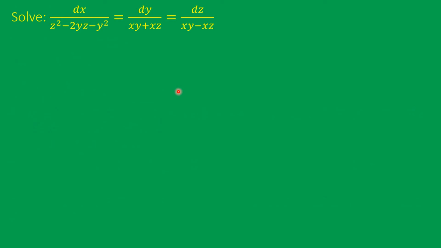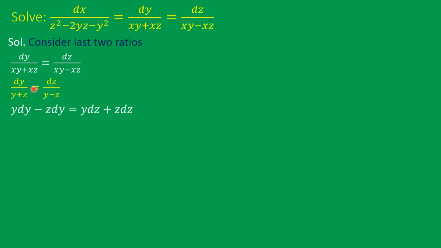So let us solve one example on this. These three ratios are given and we have to find the solution. So consider the last two ratios: dy upon xy plus xz is equal to dz upon xy minus xz. We can see here in these ratios we can eliminate x, so we will get ratios in terms of y and z only, like this, which gives us this differential equation, which we can write as: let us take this z dz term to the left side and this minus z dy term to the right hand side.